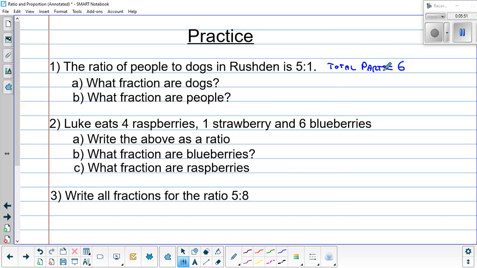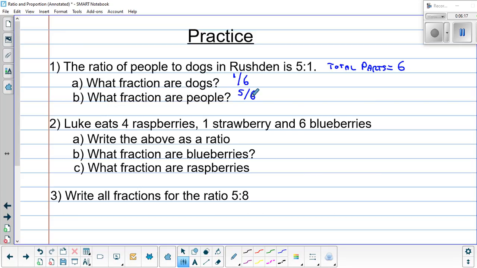If there's only one group of people in Russia, that means there's 5 people and 1 dog in that group. So what does that group consist of? 6. We don't care if they're dogs or people, just how many objects are in that group. So what fraction of them are dogs? Well, there's 1 dog per 6, so 1/6. What fraction of people? Well, 5 out of the 6.